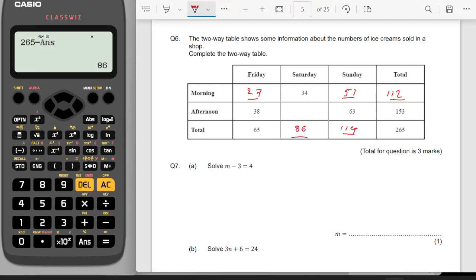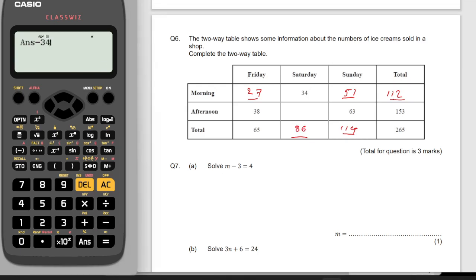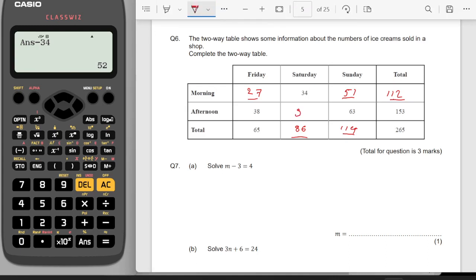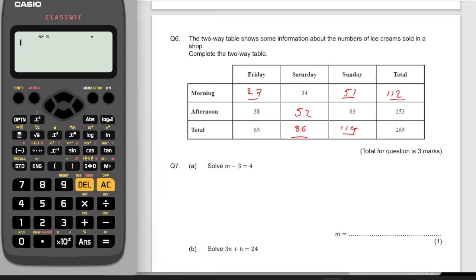I'll start with this way and then I'll check it. So 86 minus 34 should be 52. And then we'll double check that with this line. So let's see if we get 52 by doing 63 plus 38, so that adds up to 101, and then 153 minus that answer gives me 52. So double checked, so we're confident with that one.